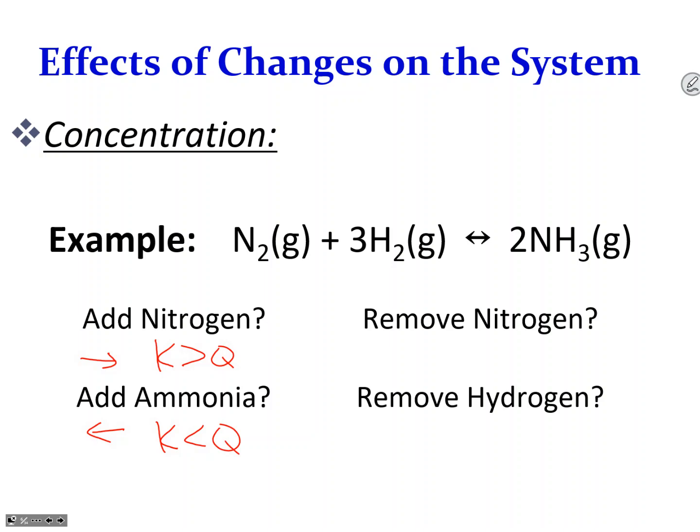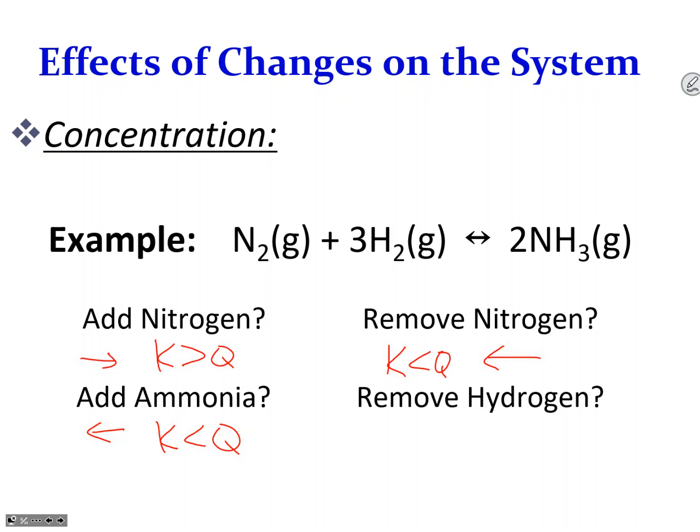Removing nitrogen. Left, towards the reactants. Good. You're removing a reactant, and this is where we get that Q is going to be greater because you're making the denominator a smaller number.